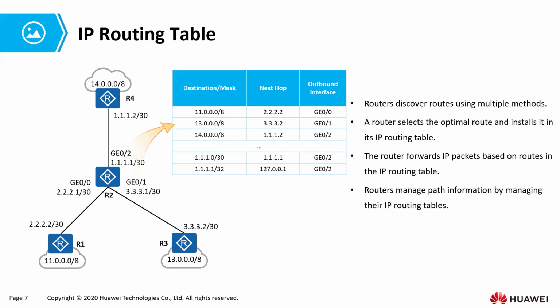Routers discover routes using multiple methods. The router selects the optimum route and stores it in the routing table. The router forwards IP packets based on routes. Routers manage path information by managing their IP routing tables. Right, this is an example of an IP routing table.